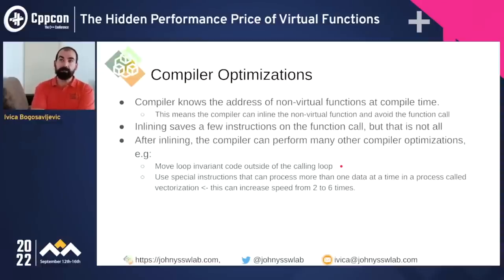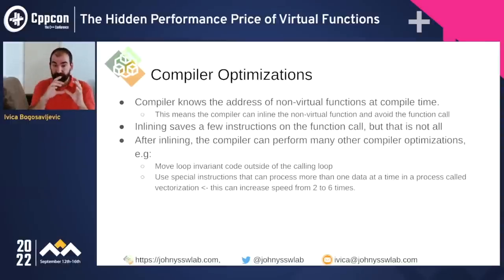So the next difference in performance between virtual and non-virtual functions comes from compiler optimization. What happens is that the compiler knows the address of the non-virtual function at compile time. What this means is that the compiler can inline the non-virtual function and avoid the function call. Now, inlining saves a few instructions on the function call. But that's not the whole story.